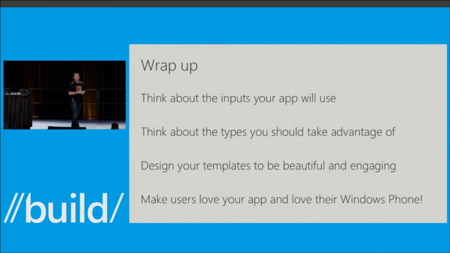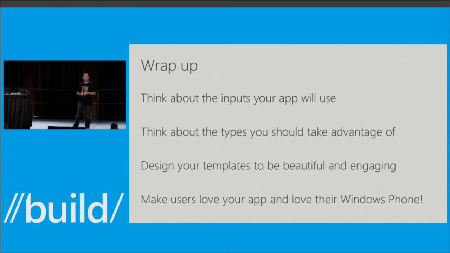So to wrap up, think about the inputs that your app will use. Your app has a lot of choices, and not all inputs make sense for everybody. If you need to do real-time, use push notifications. If you need to do frequent but not real-time, use something like scheduled or background agents. And think about the types you should take advantage of. Tiles, toasts, lock, alarms, reminders. There's a lot of things your app can do to interact with the user. Think about what types make sense for what you're trying to do.